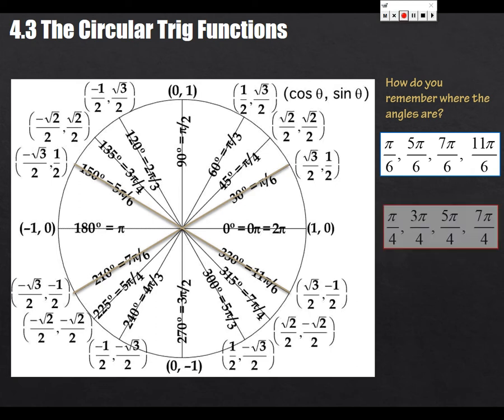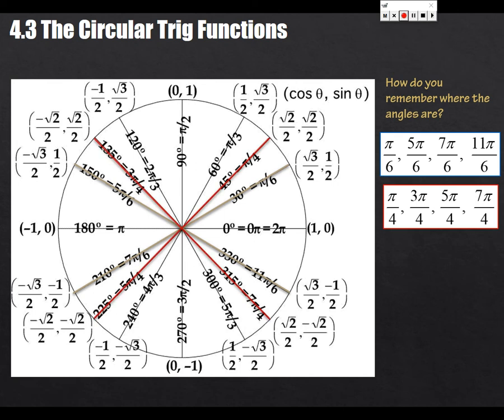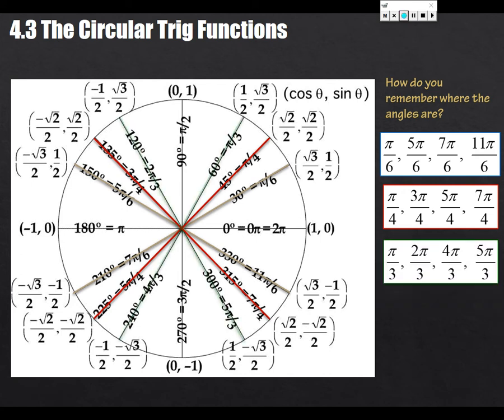The pi over 4 ones are like right here, right? X-men style. All the X, right? Just a big X. And I don't have a name for this, but these guys here, all the pi over 3s are here. Really close to the y-axis.